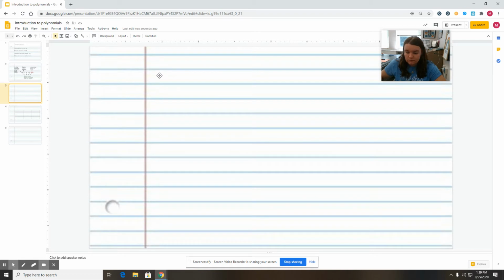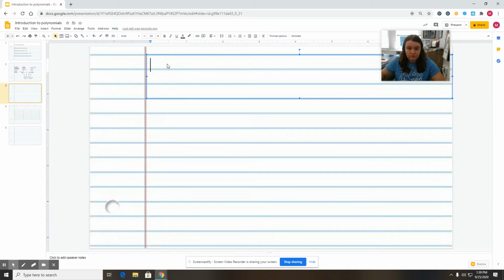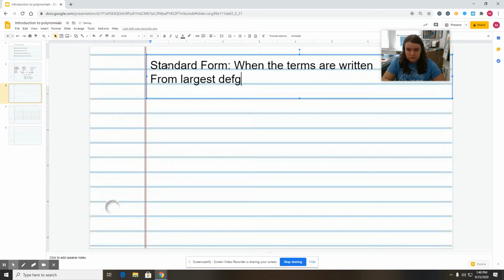All right, next we have our next vocab word, standard form. Standard form is when the terms are written from largest degree to smallest degree. So that's going to be our x to the 4th, then x to the 3rd, then x squared, then x, and then our constant term. So they go in order from highest exponent to lowest exponent.